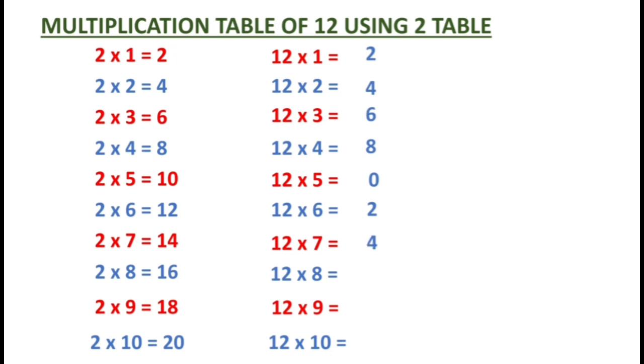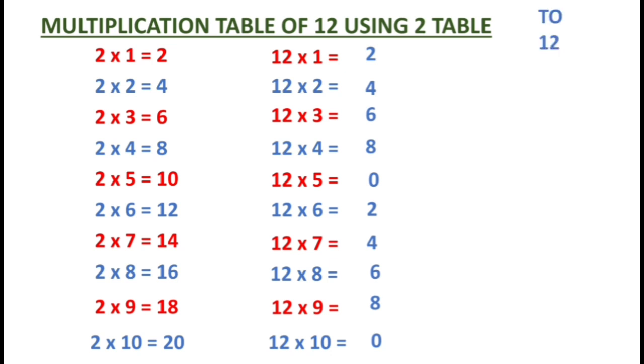In 14, 4 is in ones place. In 16, 6 is in ones place. In 18, 8 is in ones place. In 20, we have 0 in ones place. Here in 12, 2 is in ones place. That's why we have written the ones place of the 2 table. Again I will repeat, 2 means we have only one number, and one number means that is in ones place only. So we will write 2, 4, 6, 8. Here from 10 we have 2 digits. In the 2 digits also we will write the ones place value, which is 0, 2, 4, 6, 8, 0.